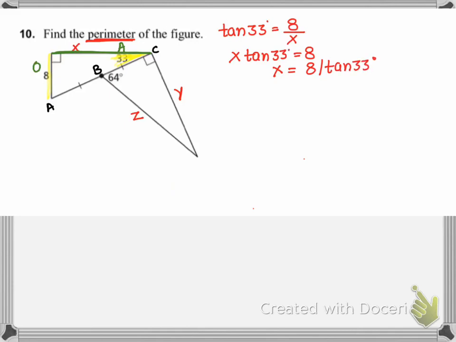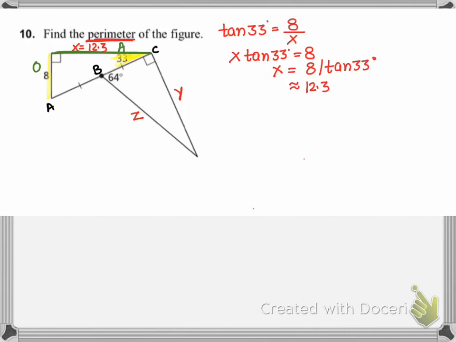All right. And when you solve it, because they want us to find the perimeter, I'm just going to round it to the nearest tenth here. And when you do it, 12.3. Our X is 12.3. So this is 12.3 when I calculate. Now I have to find my Y.